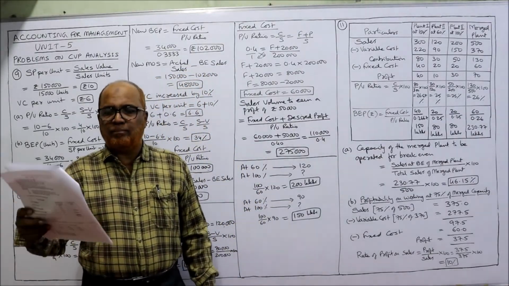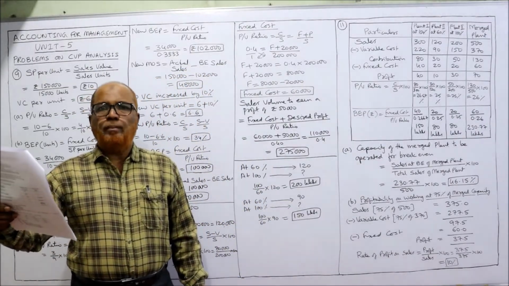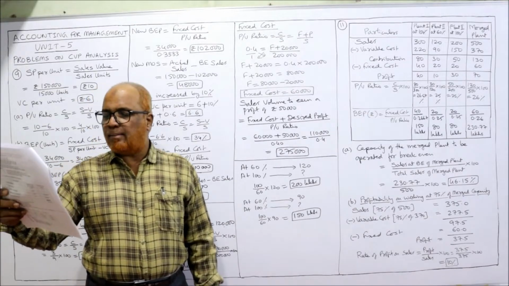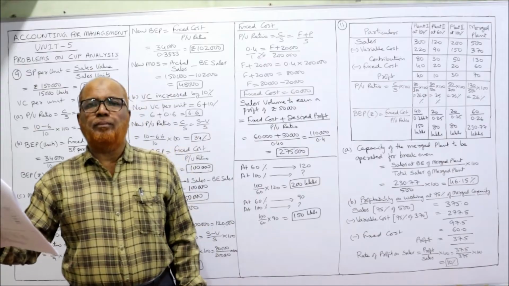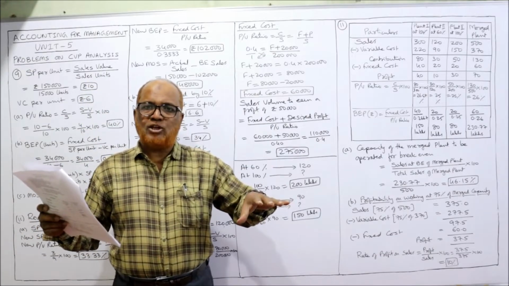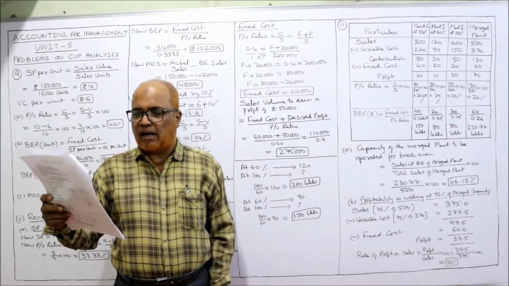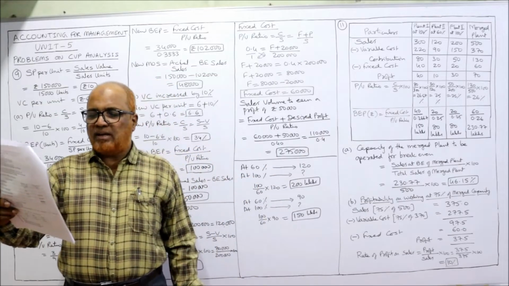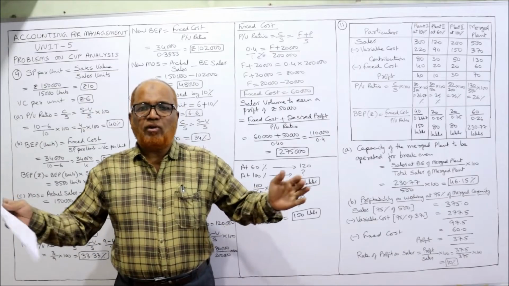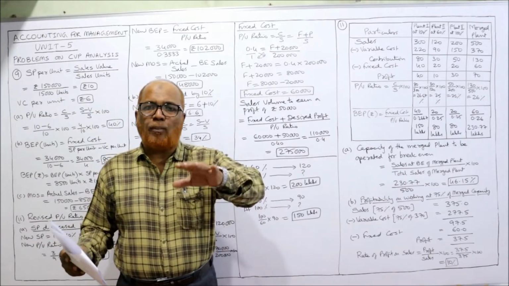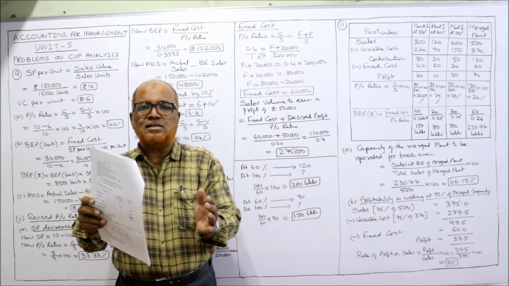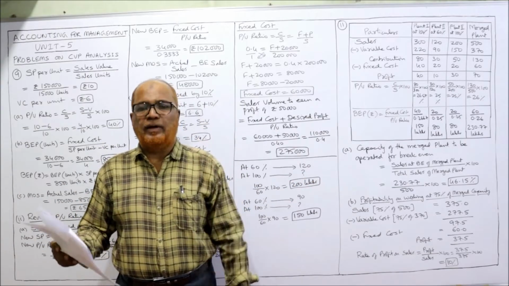Now 11th problem. See carefully. There are two similar plants under the same management. Two plants they are having under the same management. One company is there, they are having two plants, plant 1, plant 2. The management desires to merge these two plants. The management wants to combine. Instead of operating separately, the company wants to merge both the plants and run as a unit.